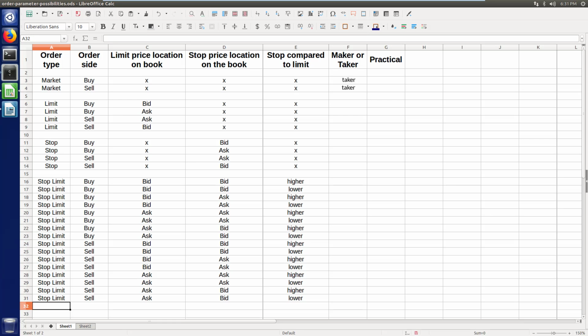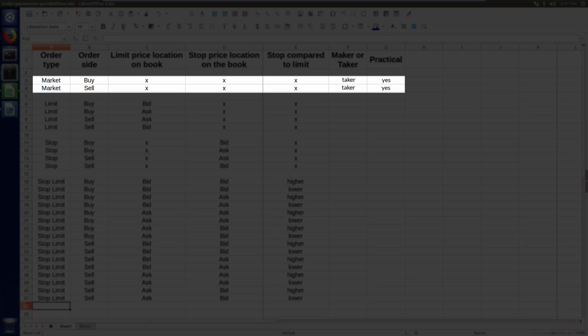Now let's tackle our last question. Are these two configurations practical? And the answer for both of these is yes. These are legitimate ways to submit orders. Now, market orders do carry additional risks that aren't associated with limit orders.